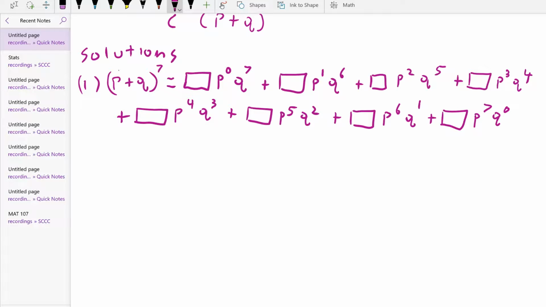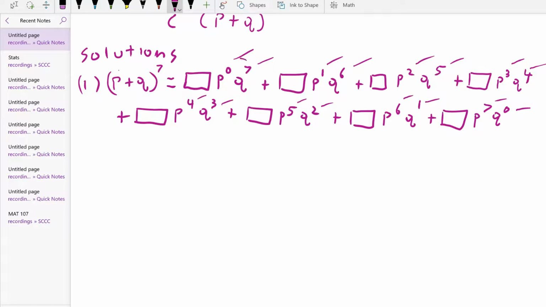Now let's check to make sure our exponents of the variable p increase incrementally from 0 to 7. So we have 0, 1, 2, 3, 4, 5, 6, 7. That's good. Then for the q's, it should be 7, 6, 5, 4, 3, 2, 1, 0. That's good. And you can also check, although this check is redundant, I want to point it out to you.